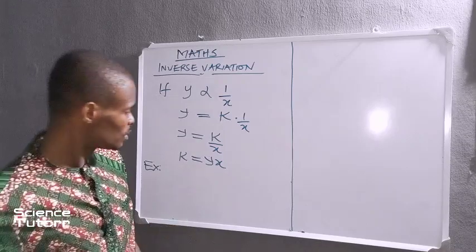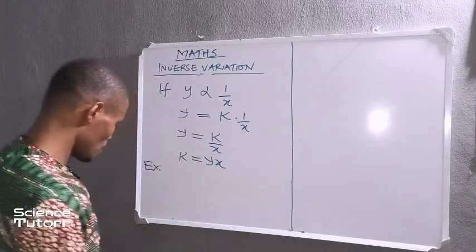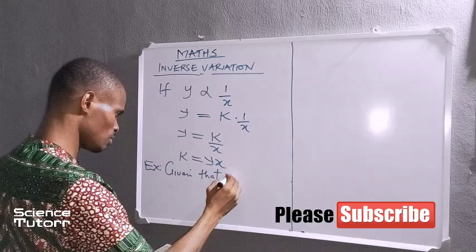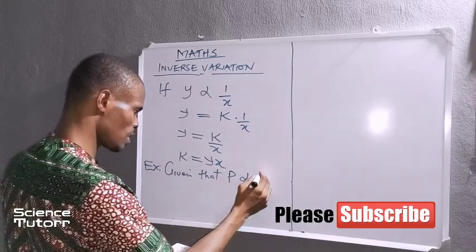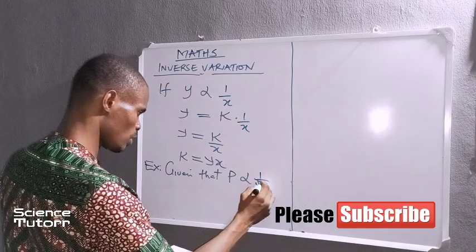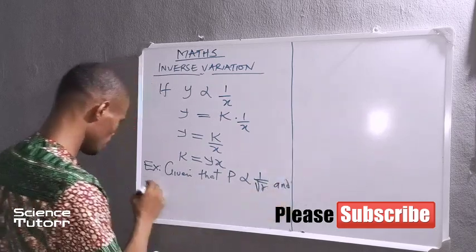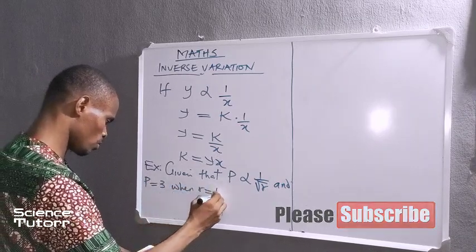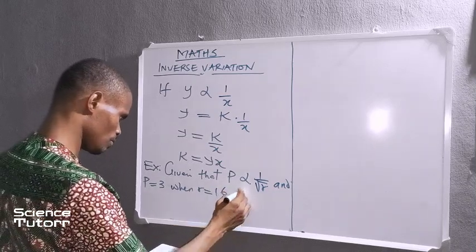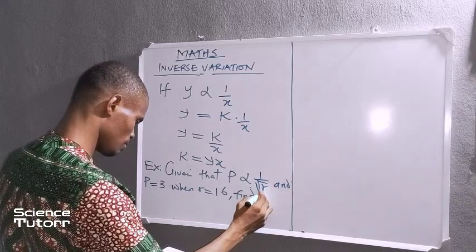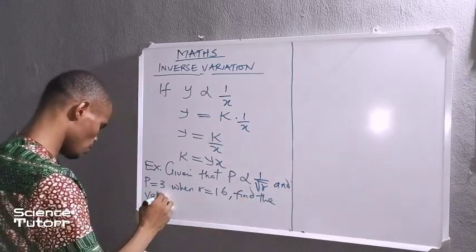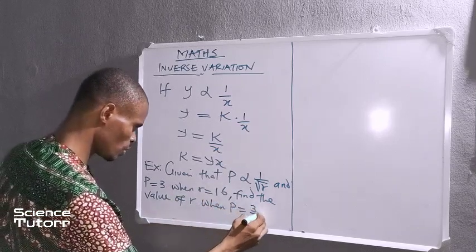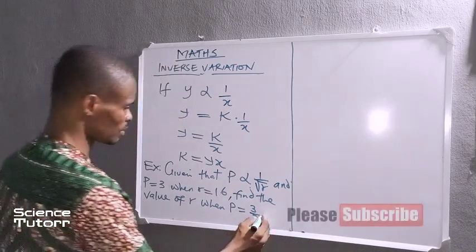Let's take an example. Given that P varies inversely as 1 over root r, and P is equal to 3 when r equals 16. Find the value of r when P equals 3 over 2. So let's look at this problem.